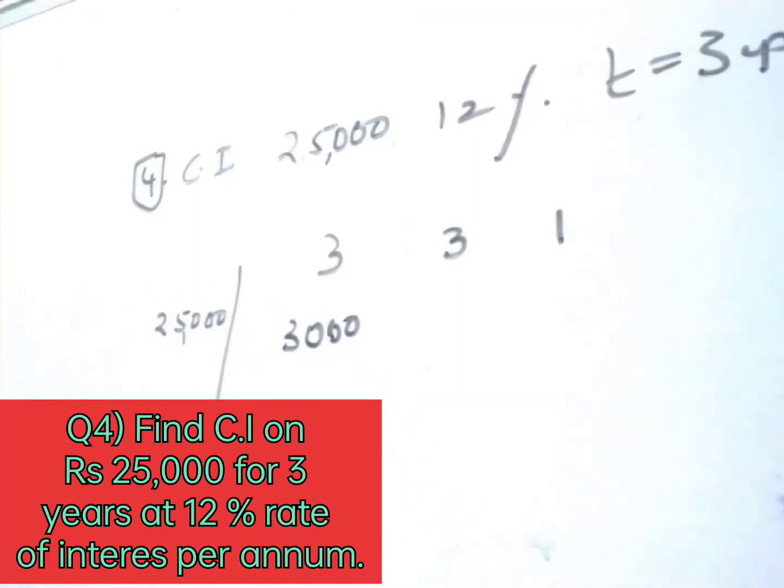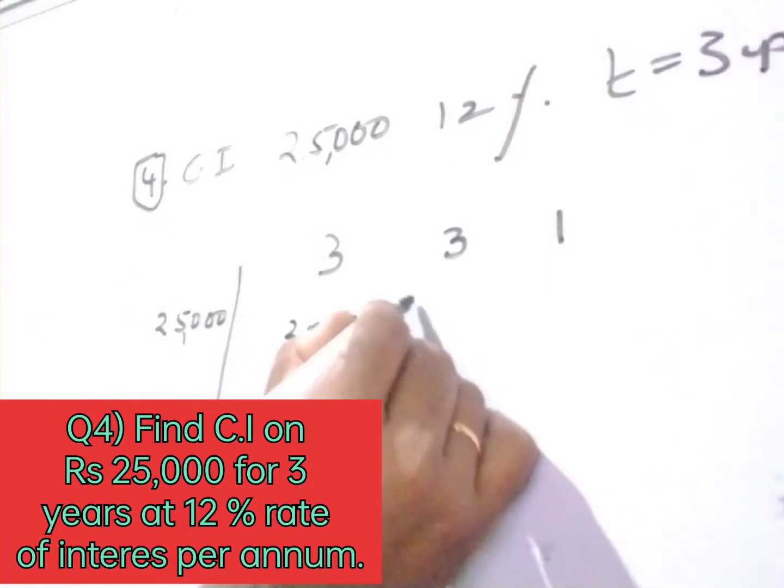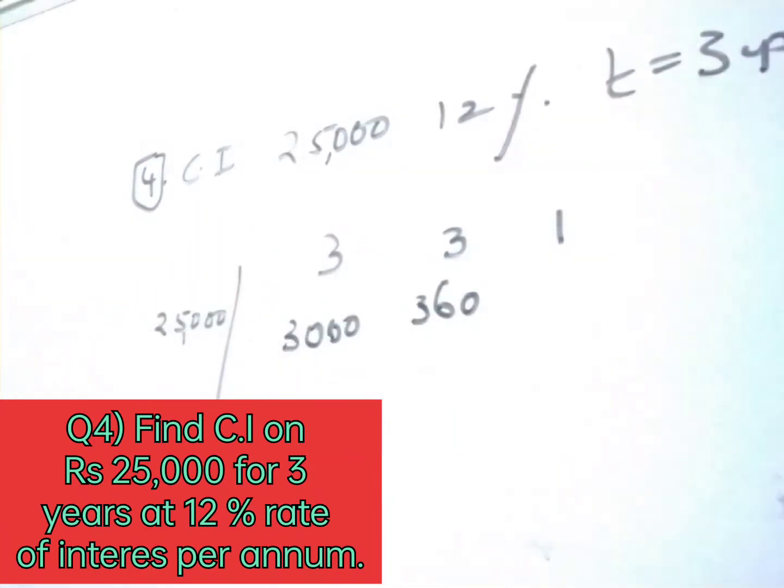For 3,000, again 12%. 10% is 300. 1% is 30. 2% is 60. So it is 360. For 360 again, 12%. 10% is 36. 1% is 3.6. 2% is 7.2.